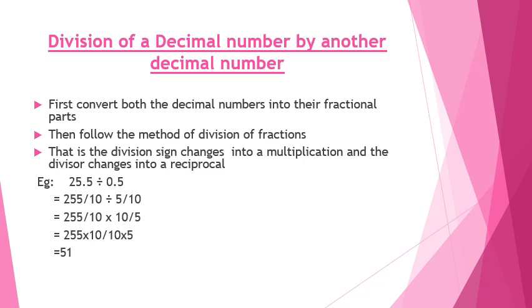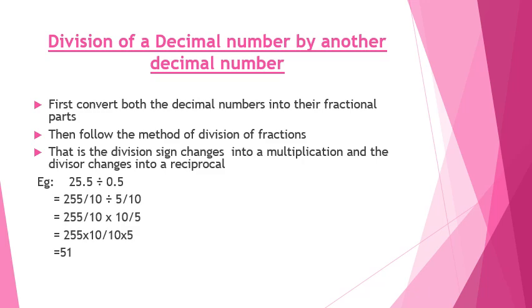The next, division of a decimal number by another decimal number. Now here we are going to deal with two decimal numbers and how to divide them. Again, the steps are almost the same. First, convert both the decimal numbers into their fractional parts. Then follow the method of division of fractions. Division of fractions means the division sign changes into a multiplication and the divisor changes into a reciprocal. Again, understanding with an example, we have two numbers, 25.5 divided by 0.5.